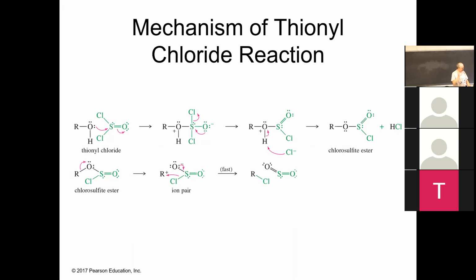Okay, we went through the mechanism. I'll go through it quickly again. Alcohol attacks sulfur, pushes a pair of electrons up onto the oxygen. Chloride gets kicked out. Chloride removes the hydrogen, so we get HCl. We get an alkyl migration that takes place. And chloride then dissociates and attacks the carbocation.